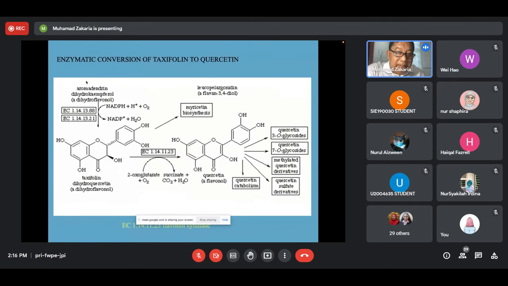Here, aromandrin, dihydrocampherol. These are some common compounds. They can be converted to quercetin, methylated quercetin, and quercetin sulfate, and many different types of molecular structure. And each of these compounds has different biological behavior.